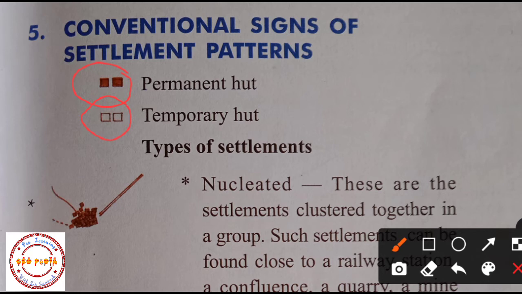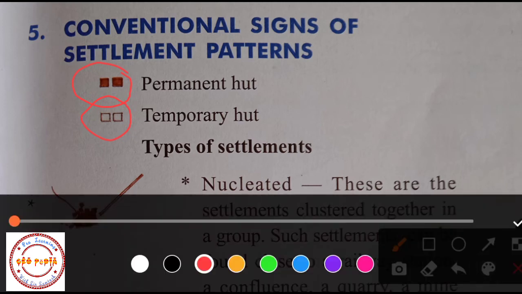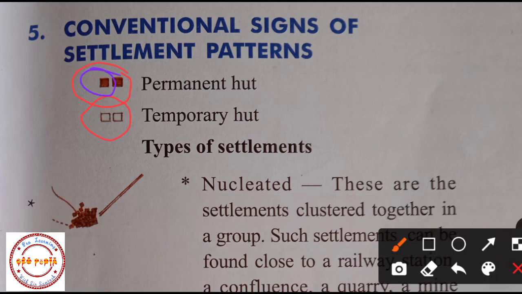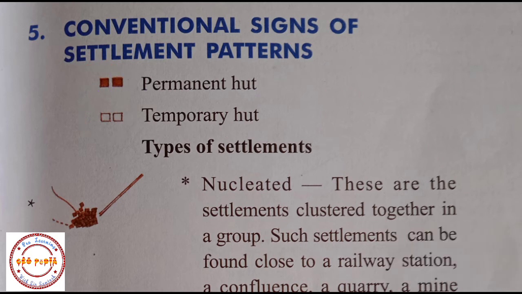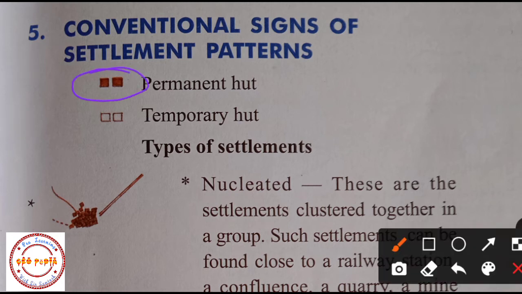I told you that in the nucleated or clustered settlement, you can see this kind of symbol. And why is it so? Because this region, that is nucleated settlement, has only permanent huts. So keep in your mind, if there is a permanent hut, then on the topographical map it is represented by this symbol or sign, and if there is a temporary one, then by this symbol.